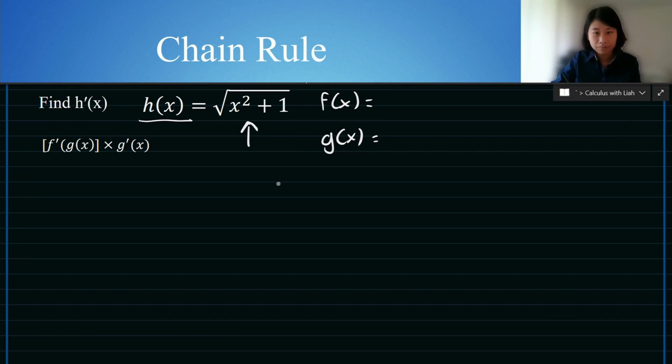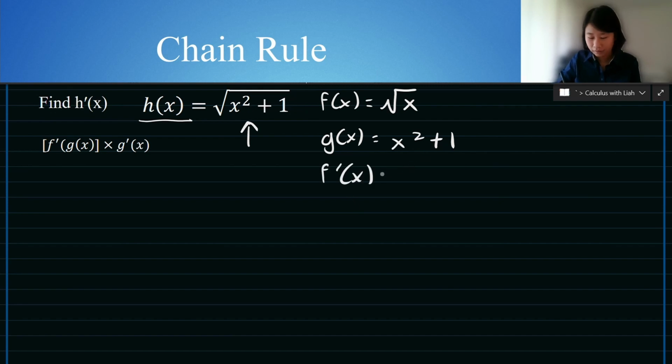What do you think? Turns out that the outer function is going to be the square root of x, and the inner function will be x squared plus 1. You can tell because if you replace x with x squared plus 1, you would get this function. And so this makes sense that the outer function is square root of x, and the inner function is x squared plus 1. Now let's find the derivatives of these.